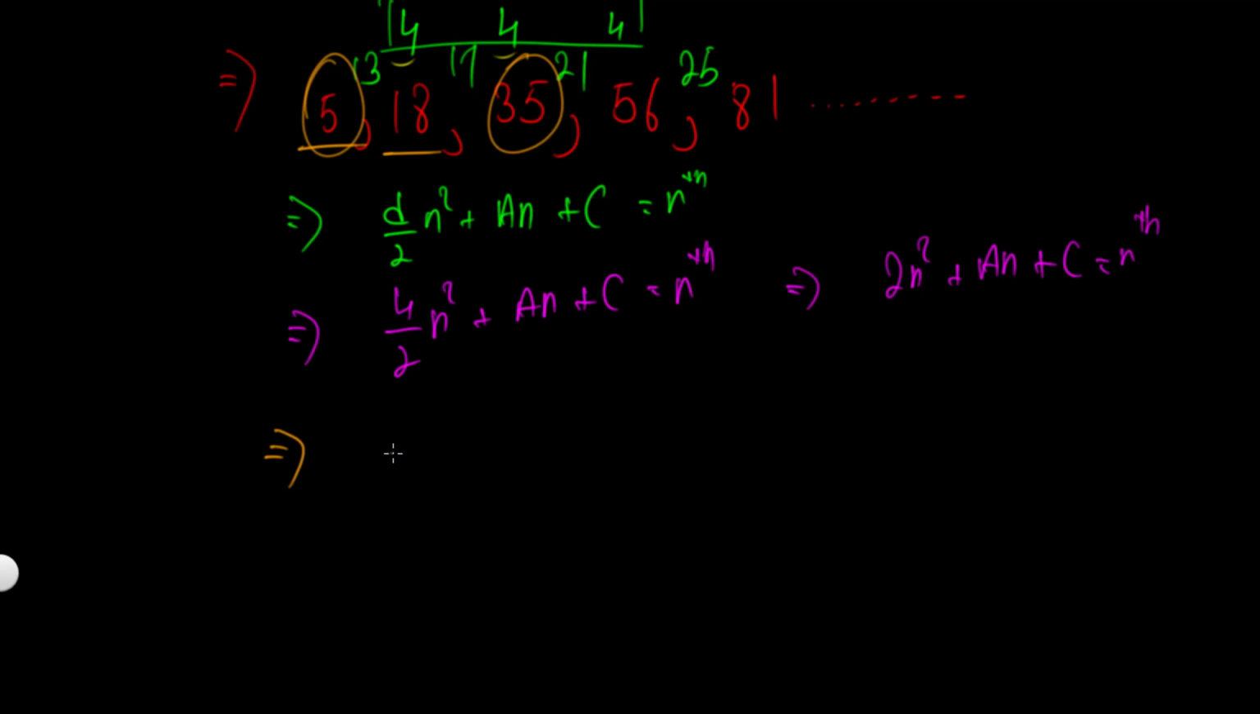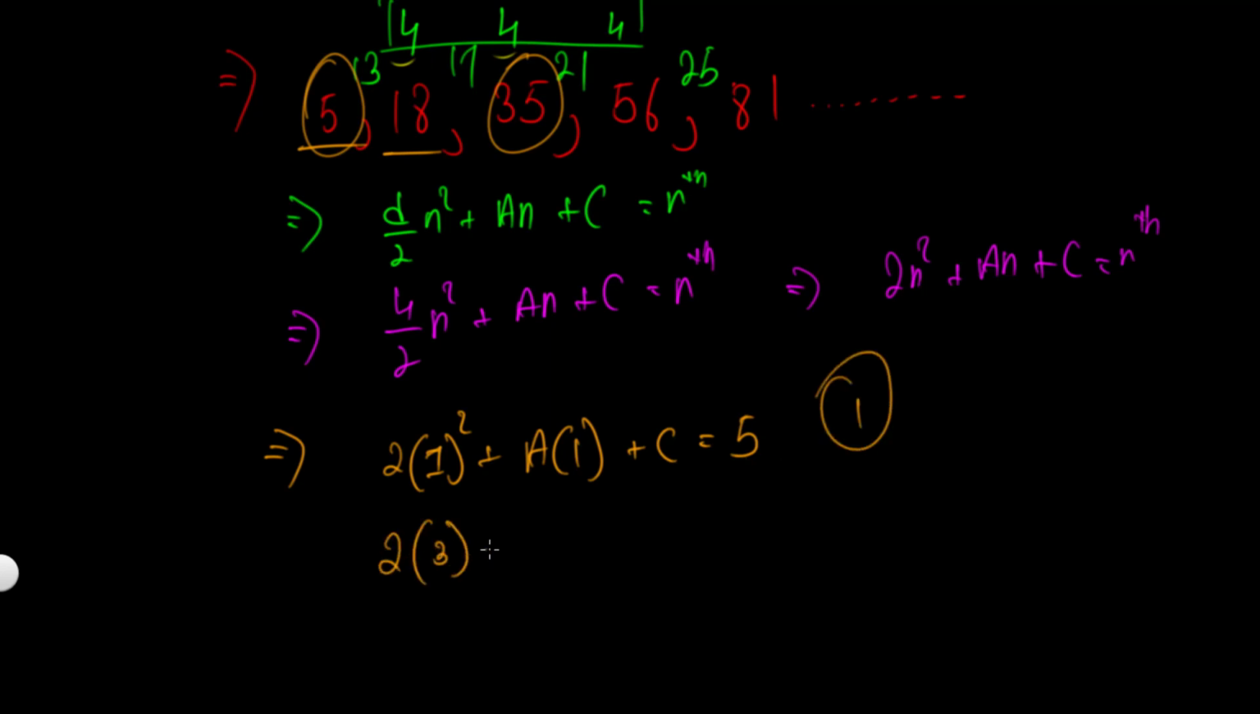So the first equation would be 2 times n squared plus bn plus c, where n is 1 in the first term, so 2 plus b plus c is equal to 5. That's my first equation. My second equation, I'm using the third term, so my n would be 3: 2 times 3 squared plus 3b plus c is equal to 35, because the third term is 35.